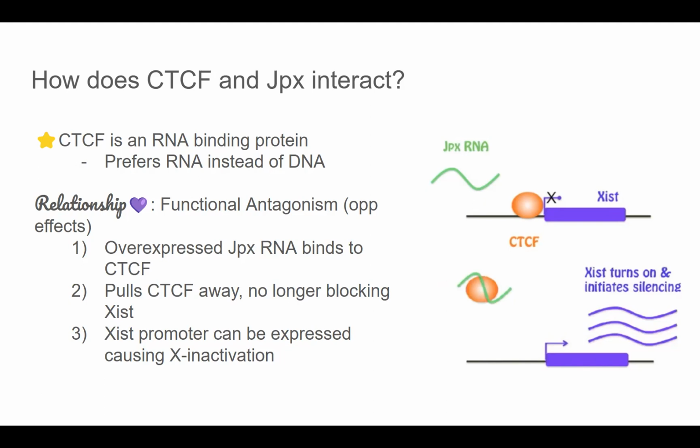So the first step is that JPX RNA is overexpressed. Because of this, it's floating around and it binds to the CTCF that is in front of the X-cyst, which is blocking, or basically suppressing, it. So once it binds to CTCF, it pulls it away so it no longer blocks X-cyst. And then the third step is shown right here. Now that CTCF is away, the X-cyst promoter can be expressed, causing X inactivation.